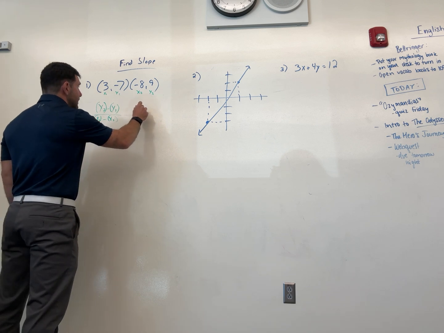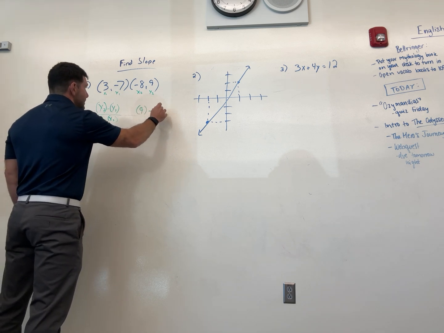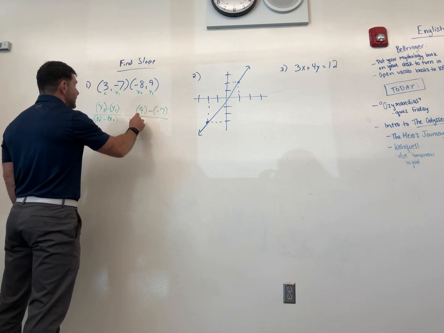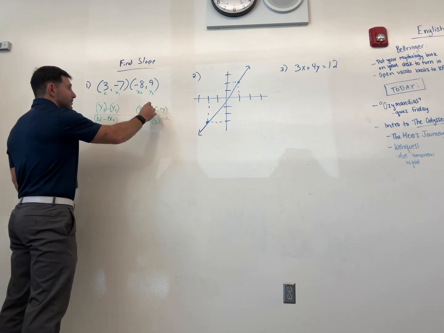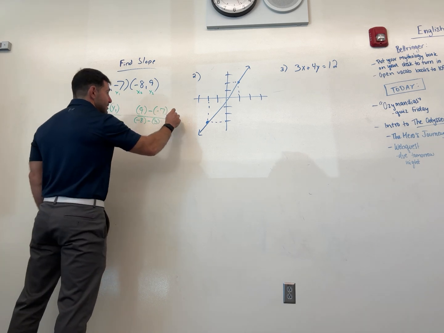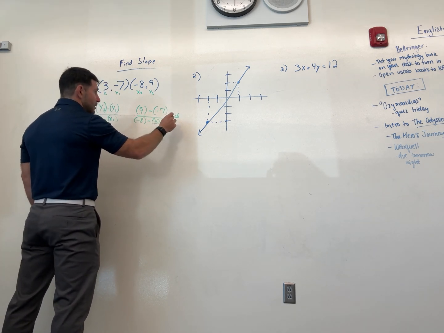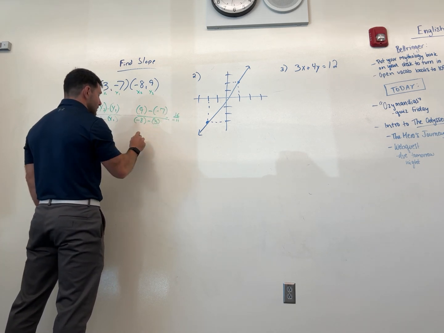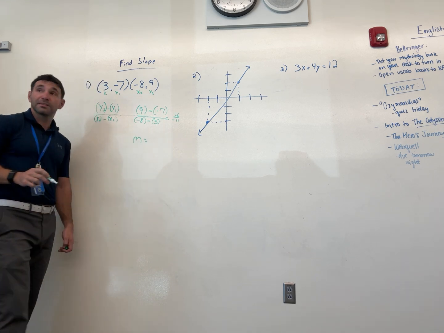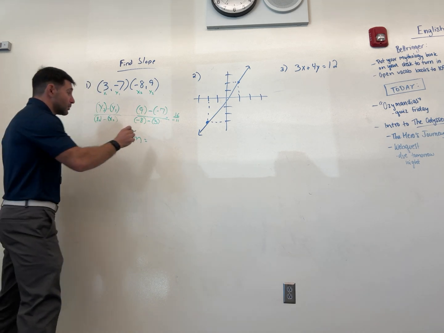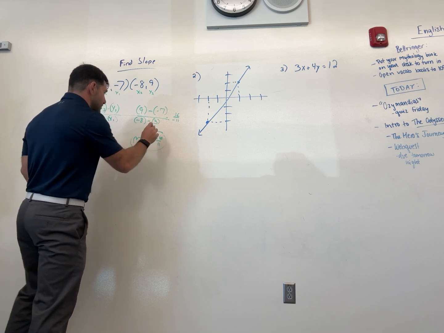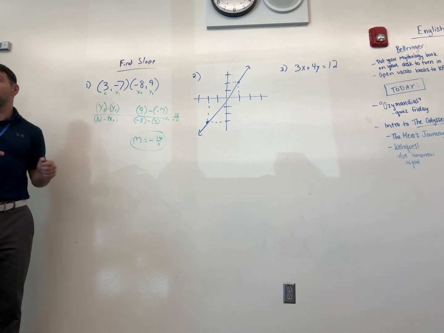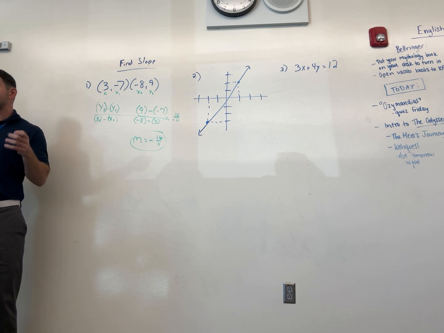So now we're going to say 9 minus a negative 7 divided by negative 8 minus 3. A negative and a negative become a positive, so that's 16 divided by negative 11. So m, which is what we describe as slope, equals negative 16/11. And I've had students ask, Mr. H, where does the negative go? Out in front. It doesn't get attached to either number, it just goes out in front.